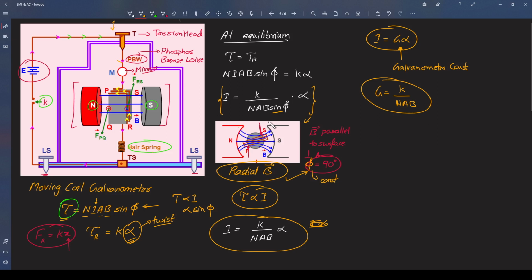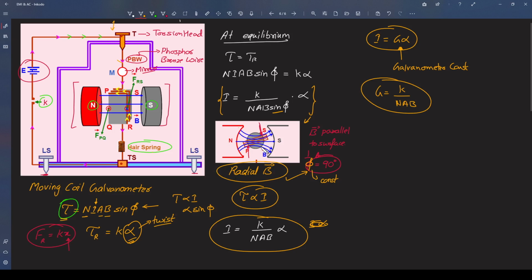Now only calibration is left for this device. So there will be a rotation in the coil, and when this coil rotates, you will be able to see that rotation from the mean position using this arrangement of mirror. So that is the purpose of this mirror. It shows how much that phosphor bronze wire has deviated. That reflection you can see in this mirror. That is the purpose of that mirror, to show in reflection how much deflection or how much twist there is, basically the alpha value.